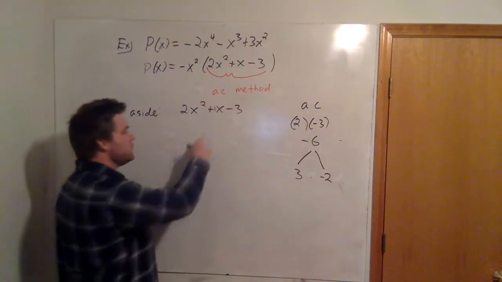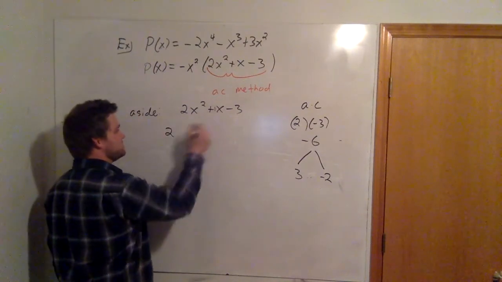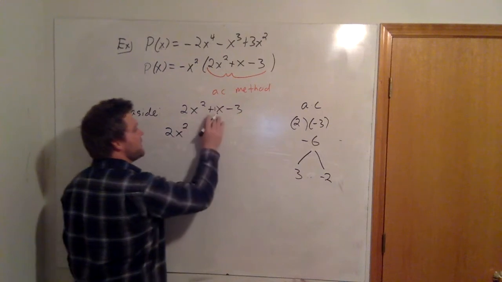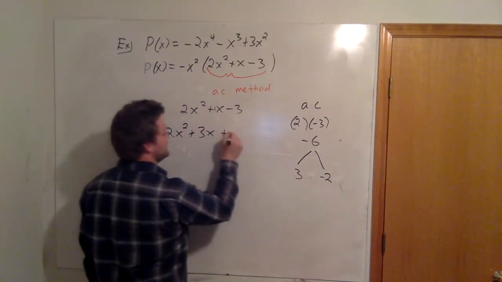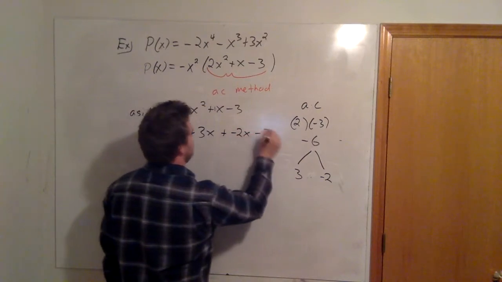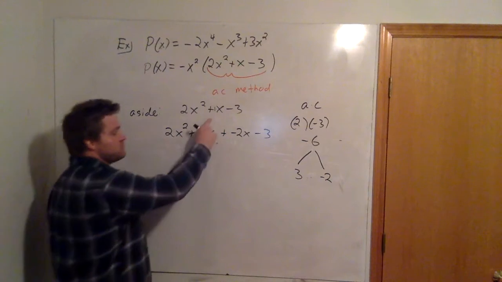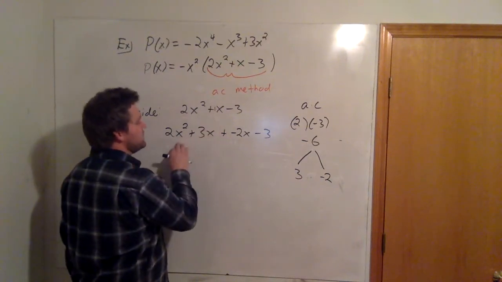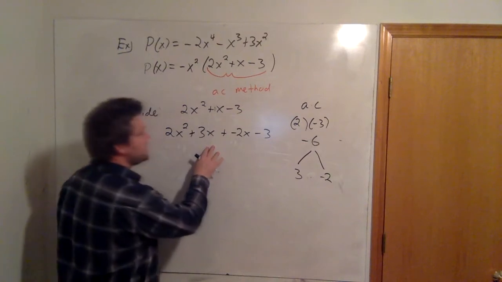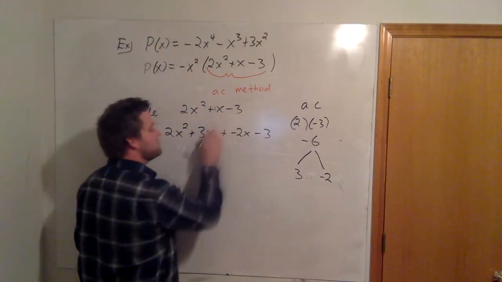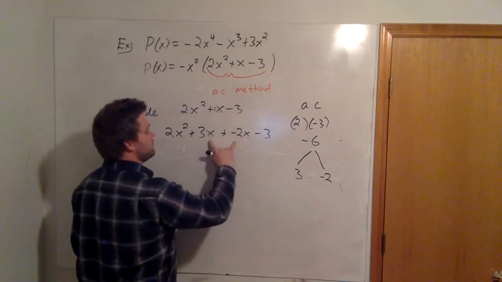So now we're going to split up the middle term. We'll write this as 2x squared, and instead of 1x, how about we write that as 3x plus a negative 2x, minus 3. So what I've done here is I've taken this quadratic and written it so it has 4 terms. Notice that I really haven't changed anything. All I've done is write this 1x as a 3x minus 2x. I've just rewritten the middle term into a sum.